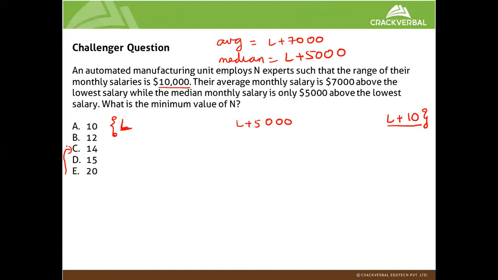So I'm going to start with the middle answer choice of 14. If I have 14 elements in the set, then think about this.